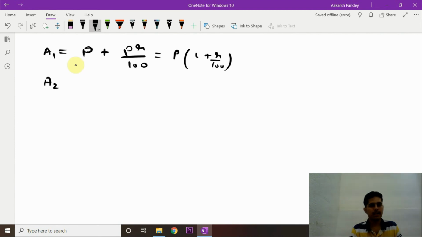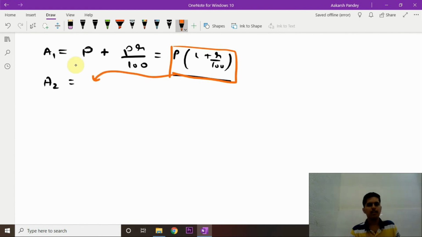Next I'll take A2. A2 is the amount which I should be getting at the end of 2 years. So at the end of 2 years, now my A1 actually becomes my principal. Now this is the money which, if you don't want to get into what is compound interest, you can think of it as this becomes my new principal and I have again put it into an account which will give me simple interest, but my principal is changing. Each year my principal is changing.